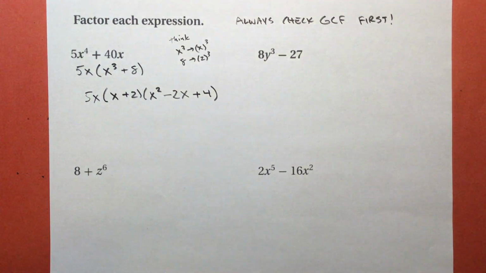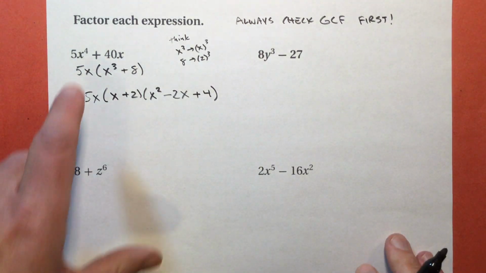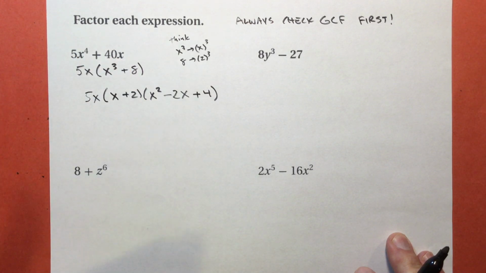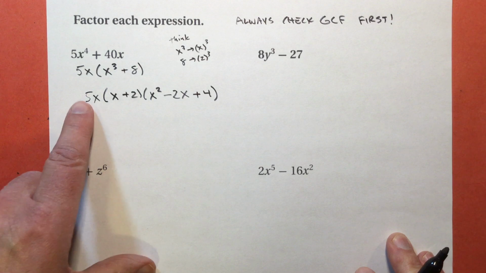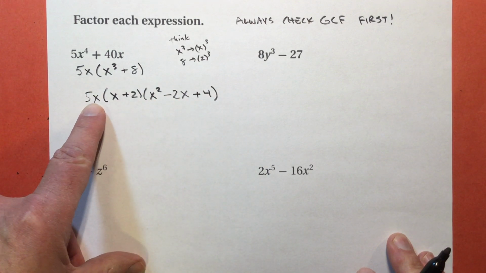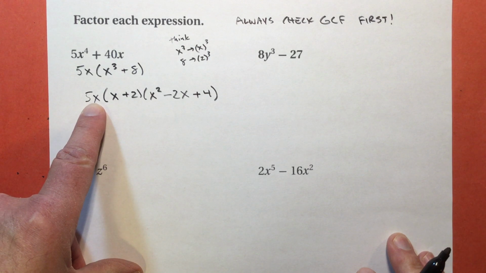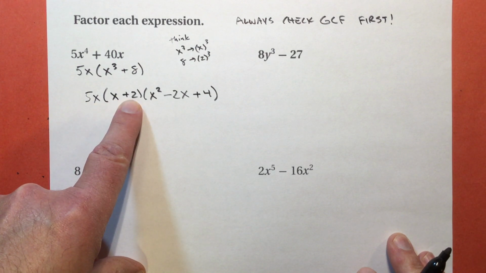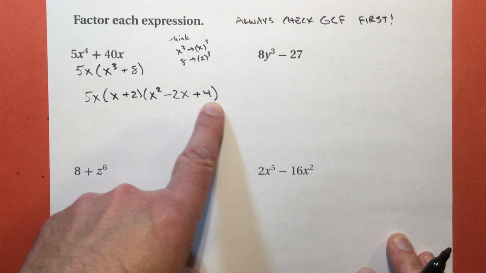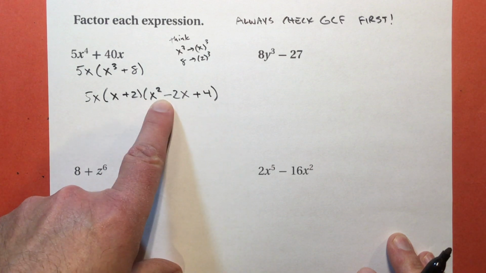Now, here's where we're headed with this one. Again, I'm going to remind you, what happens if I say let this equal 0? What are the roots of this? All right, so if I let all this equal 0, I get 5x equals 0. So x equals 0, that's one of the roots. I get x plus 2 equals 0. So x equals negative 2. That works.